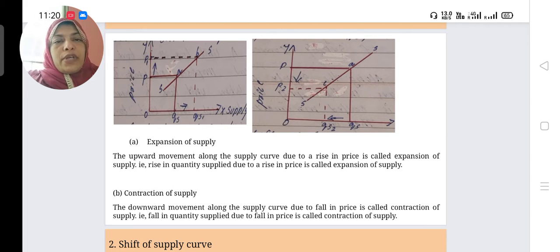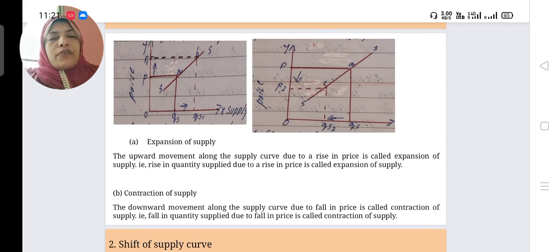Expansion of supply means the upward movement along the supply curve. Upward movement along the supply curve due to rise in price is called expansion of supply. Then rise in the quantity supplied due to rise in price is called expansion.